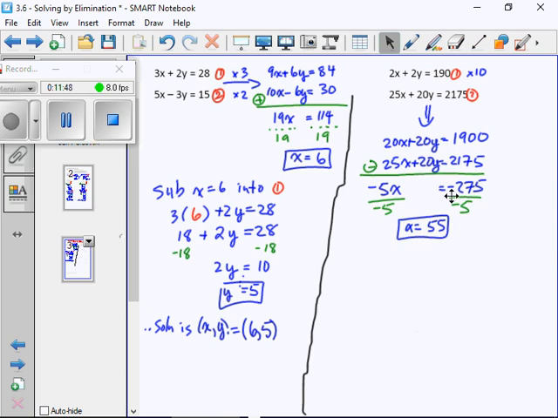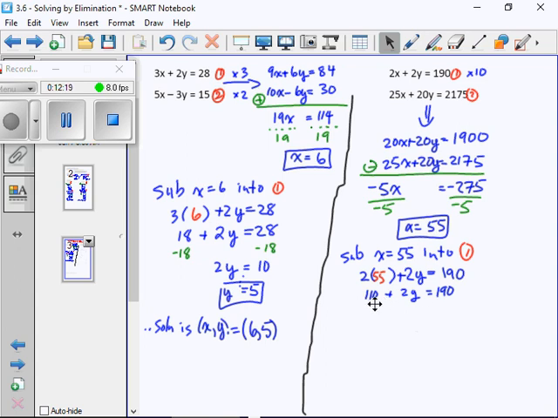So now, looking back at our previous problem, we always have to substitute back into our original equation. And I love substituting back into the first equation. So let's do that. We're going to sub x equals 55 into 1. So we're going to have 2x plus 2y equals 190. Now, the x is 55. So 2 times 55 is going to be 110 plus 2y is equal to 190.